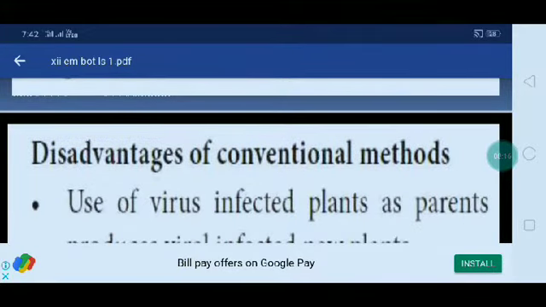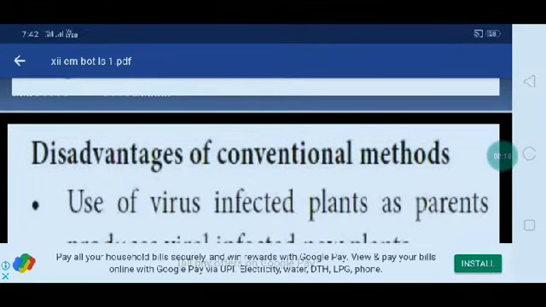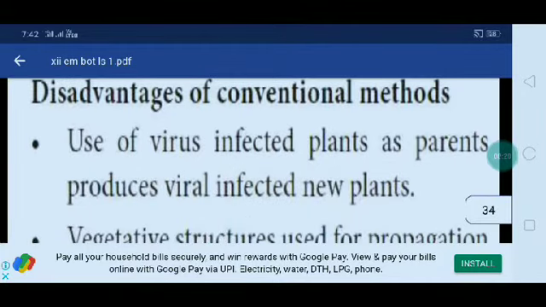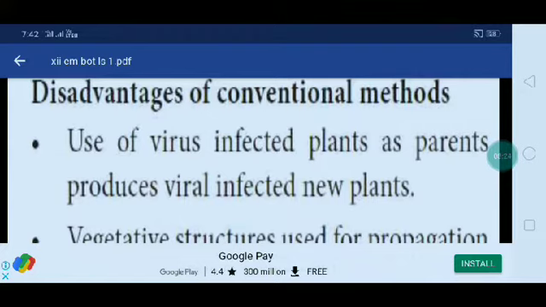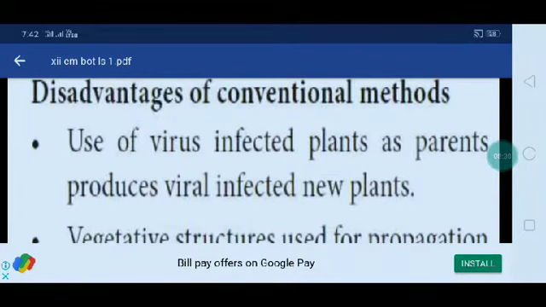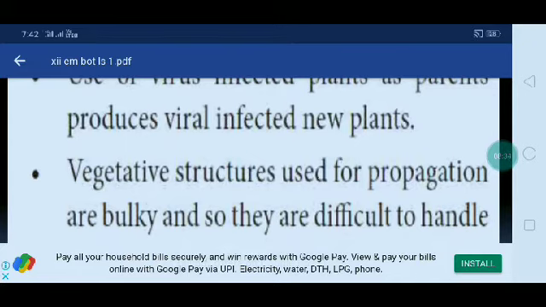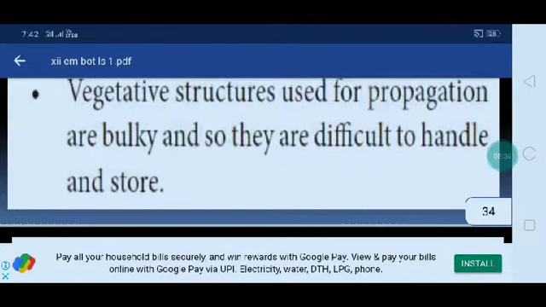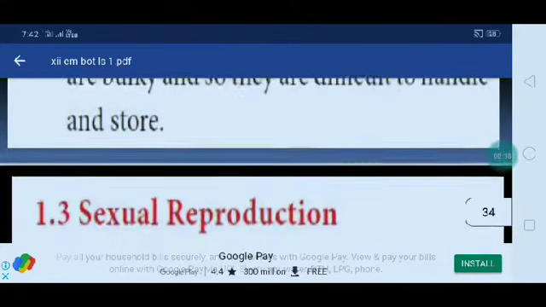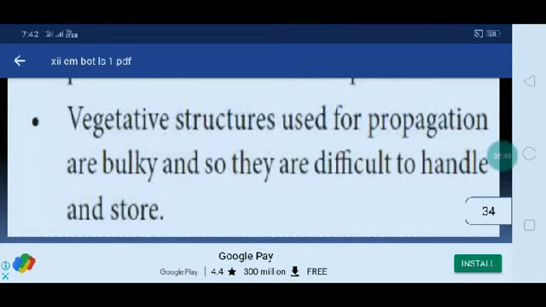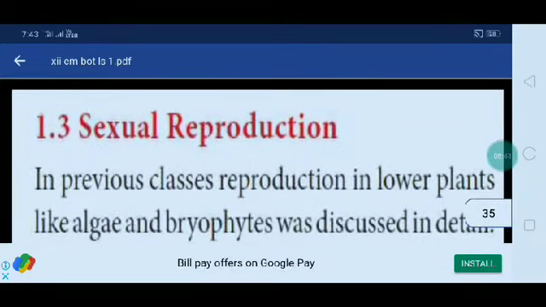Okay, next one is what are the disadvantages of conventional methods? Use of virus infected plants as parents produces only virus infected new plants. Vegetative structures used for propagation are bulky, so they are difficult to handle and store. Okay, these are the disadvantages of these techniques. Okay, next one is sexual reproduction.